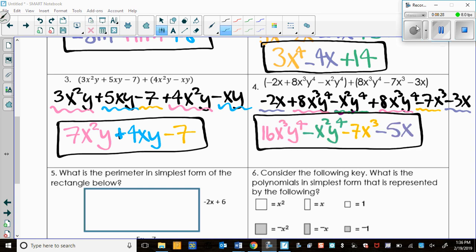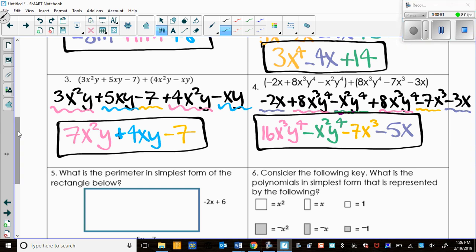Alright, and there's my answer. Combined all my x cubed times y to the 4th powers. Combine them all together. There's only really one of these, so I didn't have to combine it with anything. Same with the yellow one, -7x cubed. But I did combine -2x and -3x. Notice that there are no new exponents. They're all the same from the original problem.